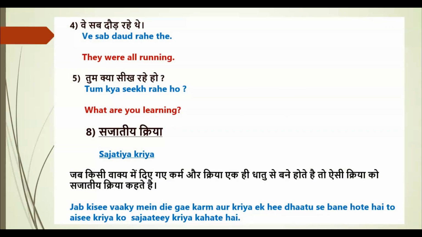Now let's go to the fourth example. वे सब दौड़ रहे थे. This means they were all running. Let's go to the fifth example. तुम क्या सीख रहे हो? This means what are you learning?